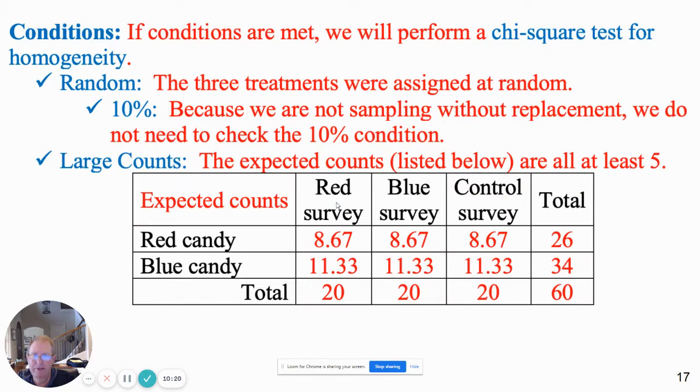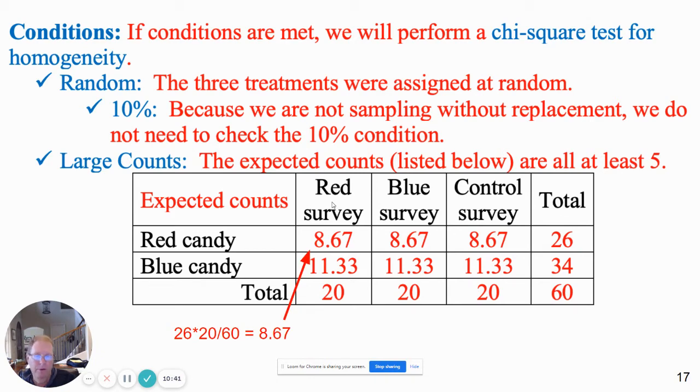Now we got to check our conditions. And remember, in this type of problem, we have to always calculate all of the expected counts because we need to show that all of the expected counts are greater than or equal to 5. And so how did we do that? How did we get our expected counts? Here's how we did it.